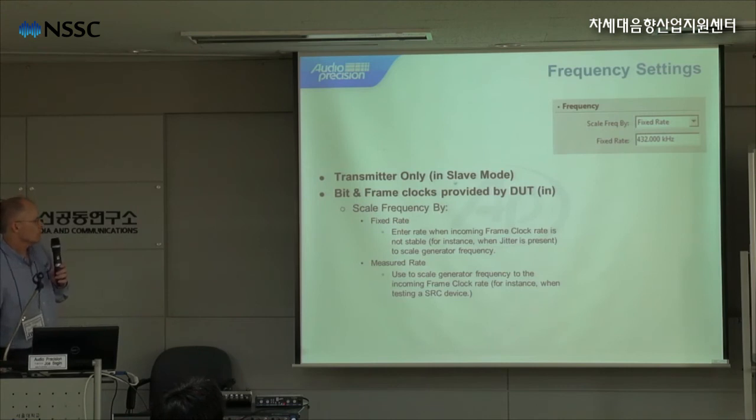So for the transmitter only in slave mode, the bit and frame clocks are provided by the device under test. In this case, we have this scale frequency by, so you can have a fixed rate. You can enter the rate when the incoming frame clock rate is not stable, for example, when jitter is present, to scale the generator frequency, or you can use the measured rate. In this case, you would use it to scale the generator frequency to the incoming frame clock rate, for example, when testing a sample rate converter device.